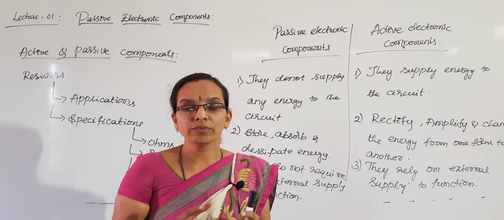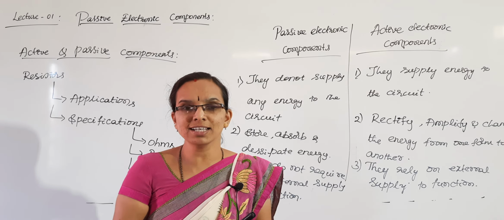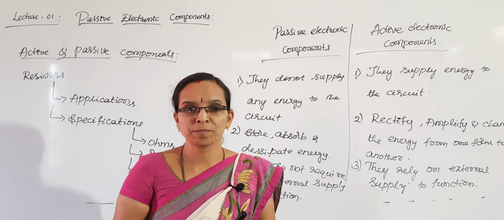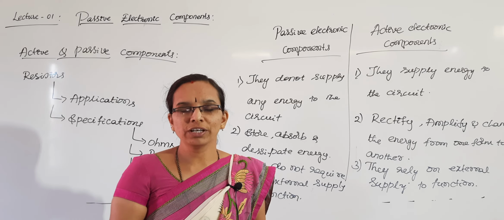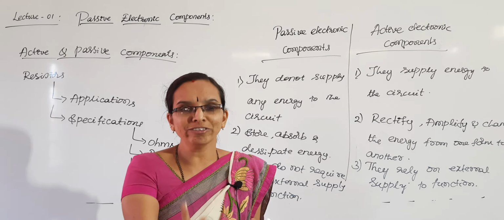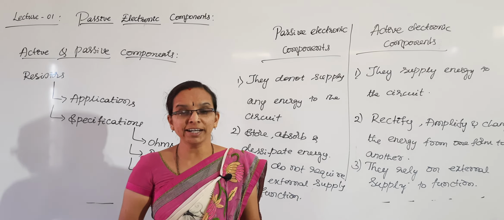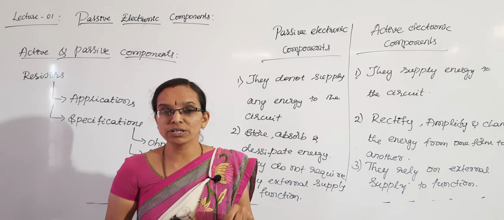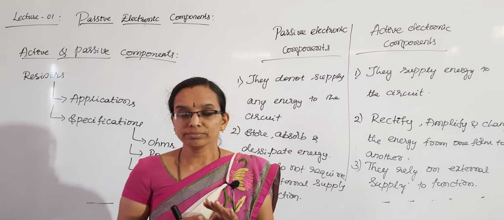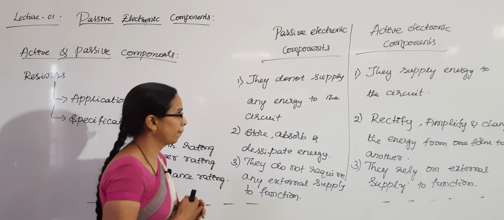flow of current. If you connect the diode, how you connect it matters. If you connect it in forward bias, then only current flows through it. If you connect it in reverse bias, current will not flow. So, active components depend on external supply to function, whereas passive components do not depend on external supply to function.